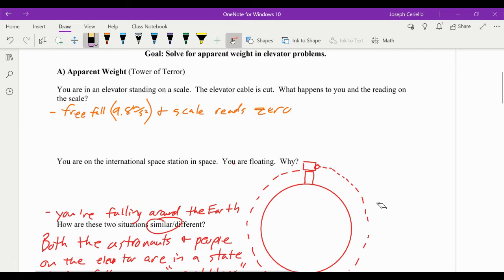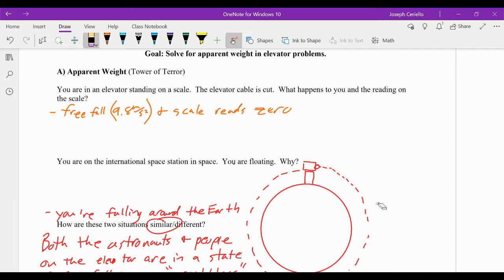Now, on the International Space Station, our question was, why are you floating if you're on the International Space Station? A lot of you said there's no gravity in space. There's less gravity in space. Now, if you're in deep space, far from anything, like really far from anything, then yeah, there'd be very little to no gravity. But the International Space Station is very close to the Earth, actually.